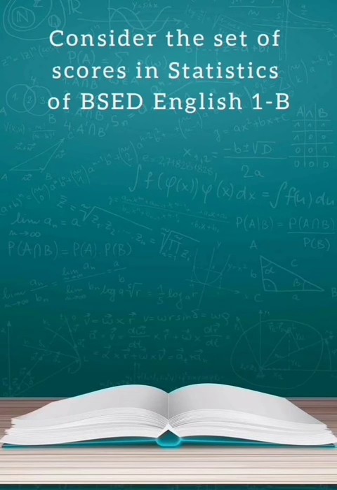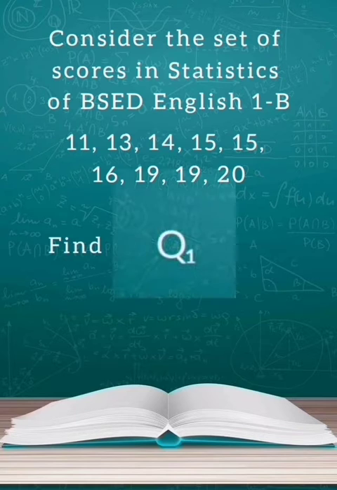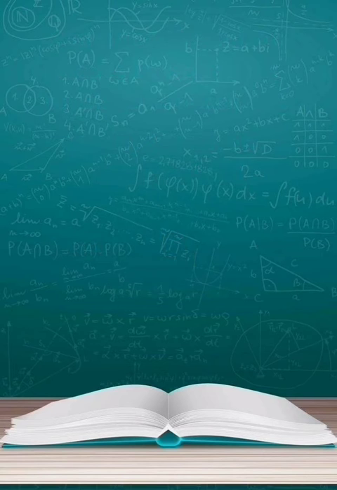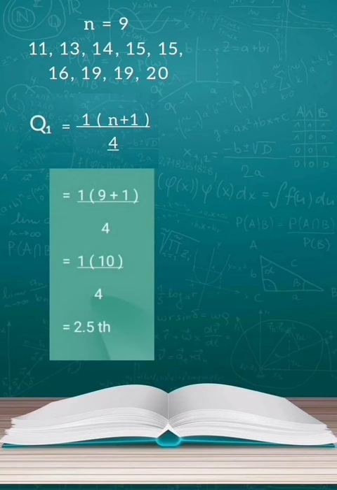Consider the set of scores in statistics of BS Ed English 1B: 11, 13, 14, 15, 15, 16, 19, 19, 20. Find the first quartile. The sample size is 9. First quartile is equal to 1 multiplied by the quantity n plus 1 all over 4 equals 1 multiplied by 9 plus 1 all over 4 equals 1 multiplied by 10 all over 4 equals 2.5. This means that the position of the first quartile is at the 2.5th term.